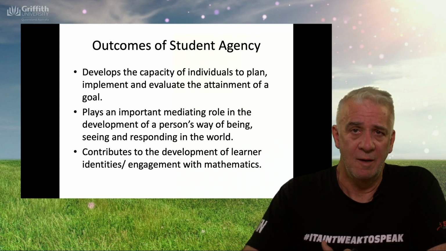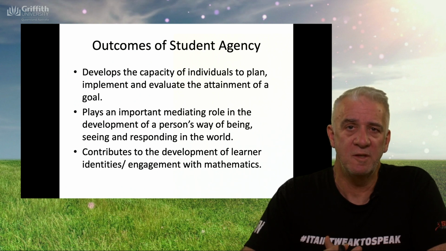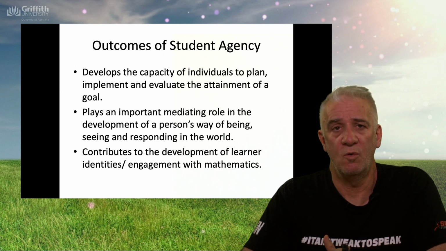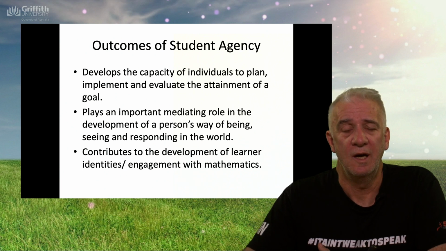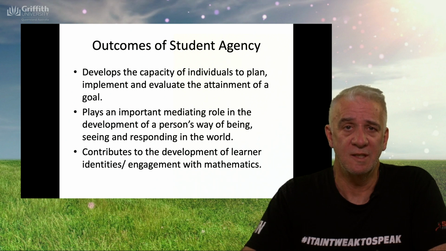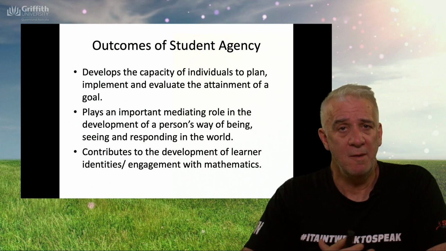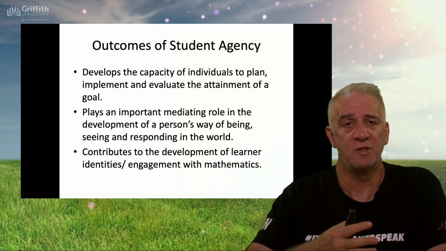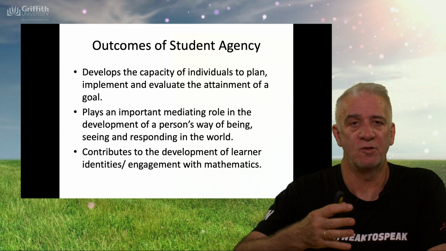So what are some of the outcomes of giving students agency? Well, first of all, it helps them develop the capacity to plan and implement and evaluate a goal or an idea. Once they leave school, or even outside of school, they're not going to have you there all the time doing these things for them. They need to, in a sense, be able to develop the idea for themselves. So maybe this means at the start you take more control, and as they move along you try and relinquish some of that control. Sometimes you might need to step back in to help them get them back on track.